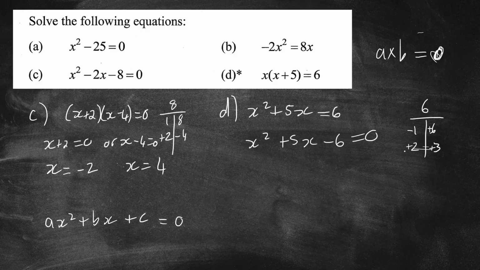If this was a plus, you'd use these two. So this is going to be x minus 1, x plus 6 equals to 0. So yeah, x equals to 1 or x equals to minus 6.